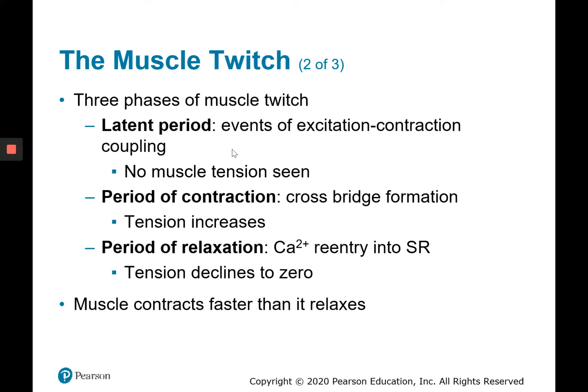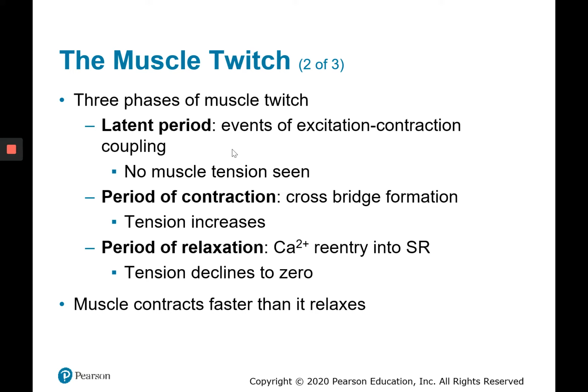But during the period of contraction, we have cross-bridge formation, so tension increases, and then we'll have the period of relaxation. When we get rid of that calcium, that final go signal for contraction, that calcium will be actively pumped back into the sarcoplasmic reticulum. And when it's no longer in the sarcoplasm, we'll see that tension decline all the way to zero. So 3 phases to a muscle twitch. We have the period of time in which we are getting to the cross-bridge formation by linking excitation, or the action potential, to the contraction phase of skeletal muscle. And then we have the actual contraction, and then its relaxation.